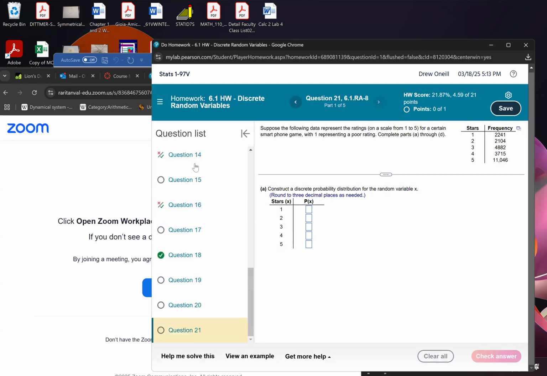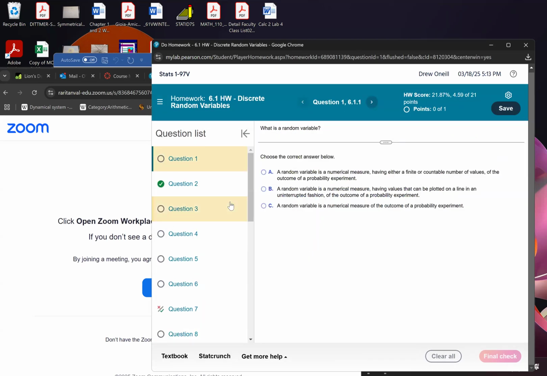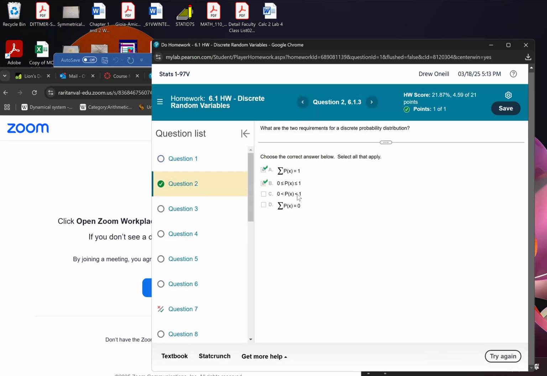Question 1 is just the definition of a random variable, so not a big deal. Question 2, again, sort of what's true about probabilities? They have to add to 1, and each probability of an event or of a sample space has to be between 0 and 1.